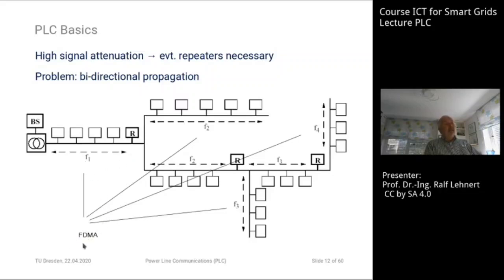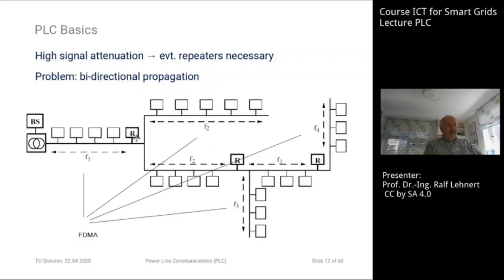Here I assume that we are using frequency division multiple access. That means we have a frequency range of different types, modulation we will discuss later, a frequency F1, which is used only from the base station to the first repeater, and then we forward the repeated signal with frequency F2. In this case it feeds this street and it feeds this area until we eventually have a next repeater, and this next repeater goes to another frequency area F3, and for the most distant house we might even need another repeater.